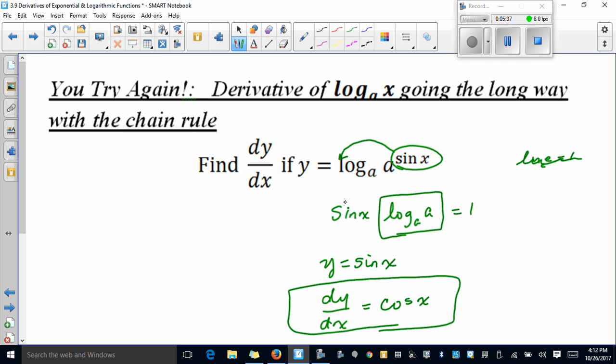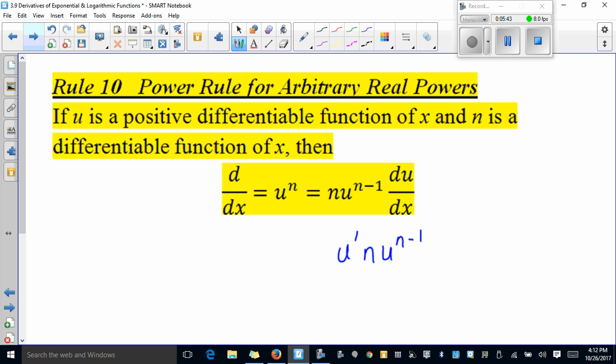Okay, next one. Rule 10, the power rule for arbitrary real numbers. If u is a positive differentiable function of x and n is a differentiable function of x, then the derivative of u to the n is equal to n times u to the n minus 1 power times u prime. So we've got to add a little bit more into this.